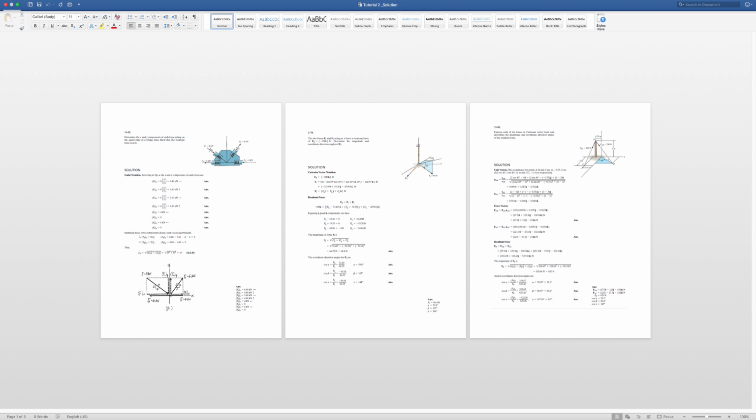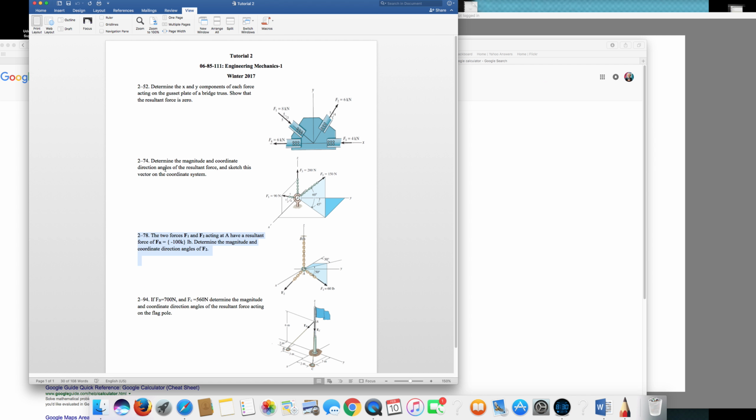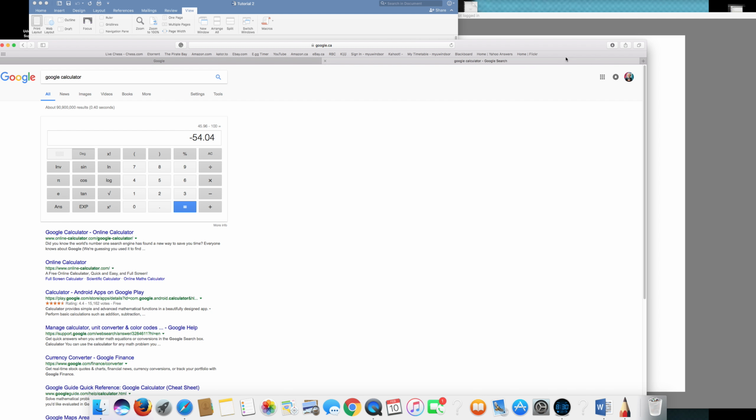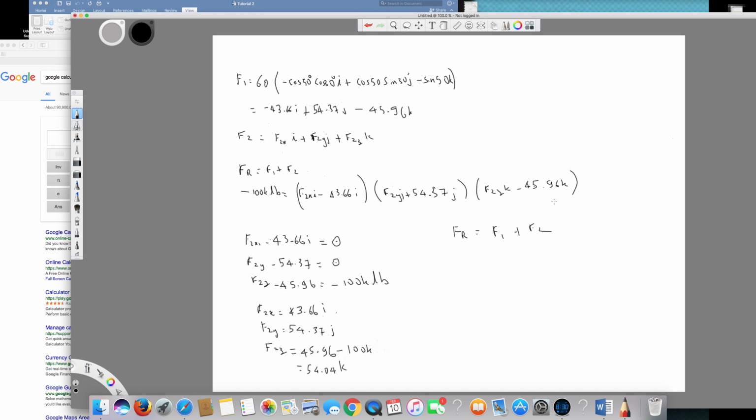Oh, actually we don't have to add it, because the question is not the resultant force, right? The question is asking to determine the magnitude and coordinate direction angles of F2. So the question is not the resultant force. We have to be careful about this. Whatever they are asking, we have to give. So for F2 we have found the i, j, k components.